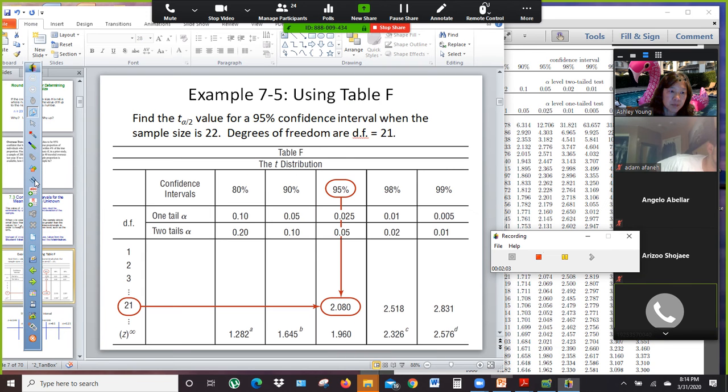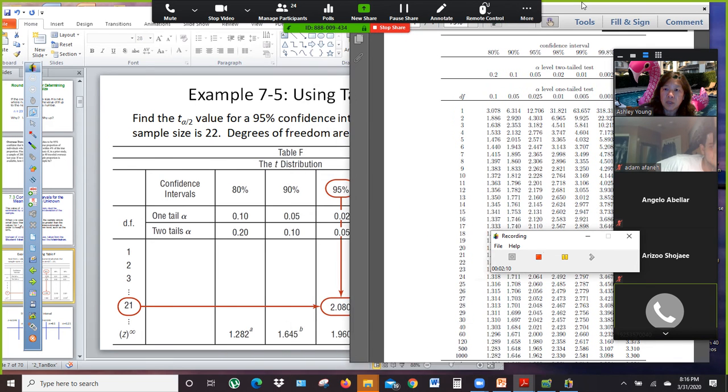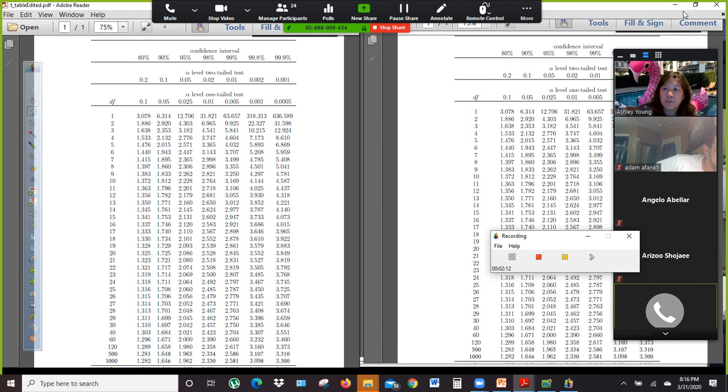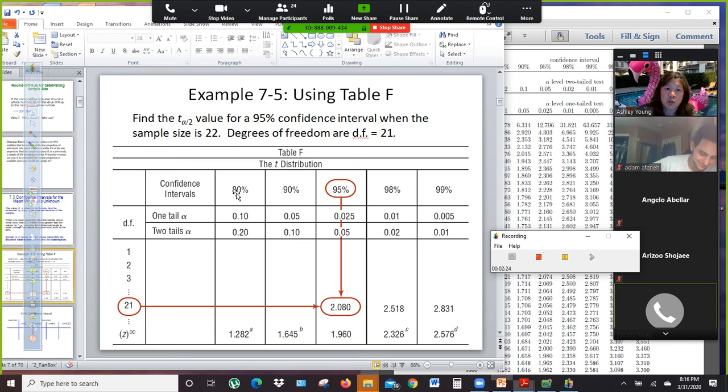So this is our T table, T distribution. Yours looks like this over here. Okay. So on the top, you'll see the confidence interval options, and then if it's a two-tailed or one-tailed test, which we'll get into later on. But you're going to figure out, this tells you which column to use. I want a 95% confidence interval, so I'm going to use this column.